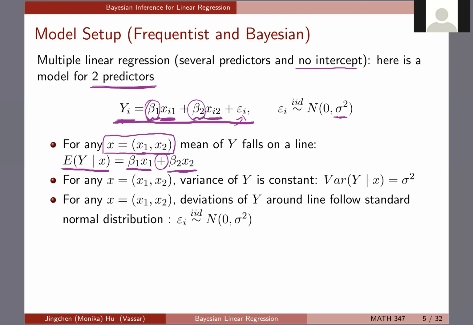So if you try to understand the model itself, for any x, which is in this case 2 variables, x1 and x2, you will have the expectation of y given x to be the sum of these 2 products. Another point to understand the model is that the variance of y is constant, because you only have this error term epsilon_i. So the variance of y given x will be sigma squared, because this other part is deterministic. It's just a function of all of the x.